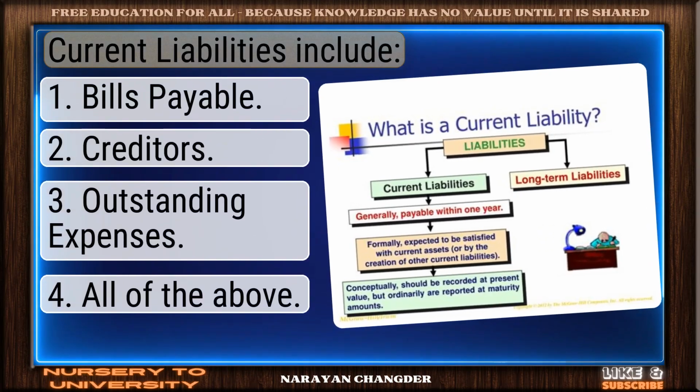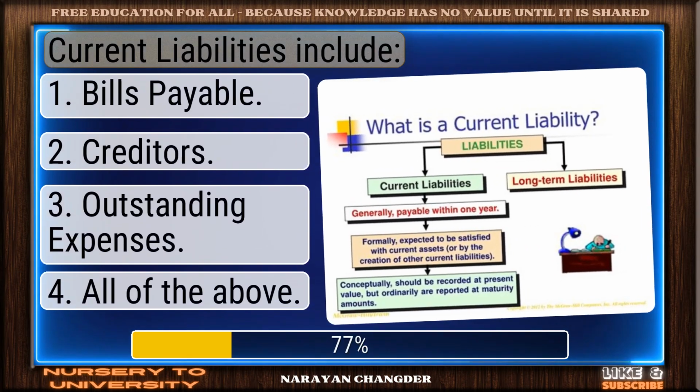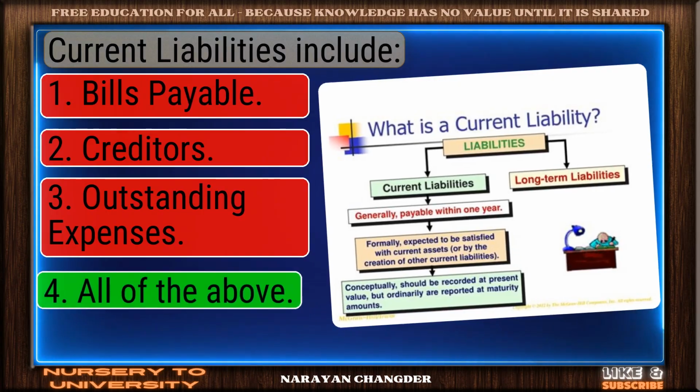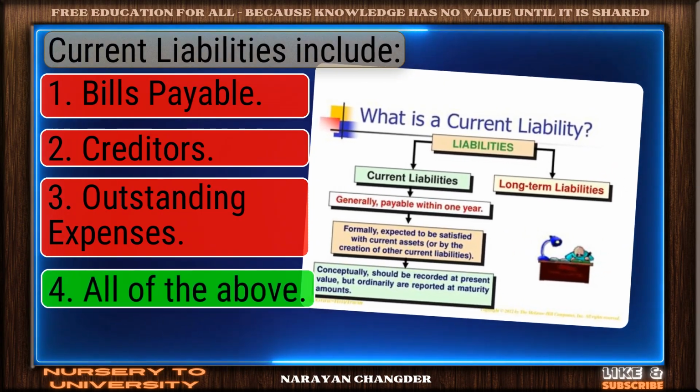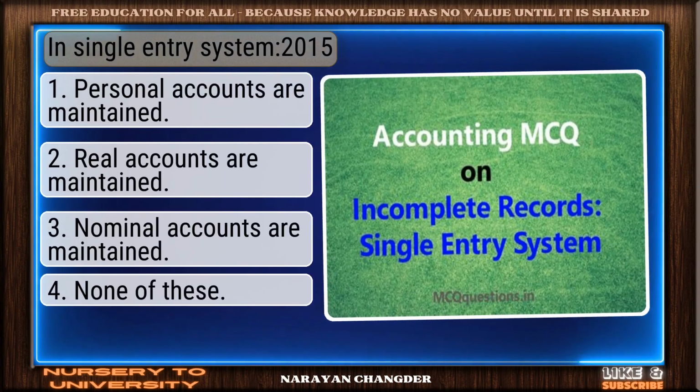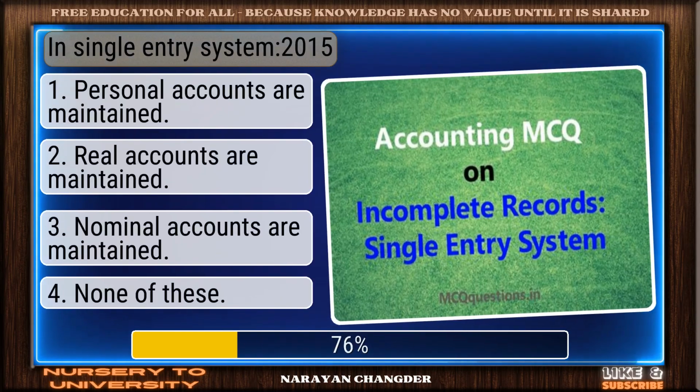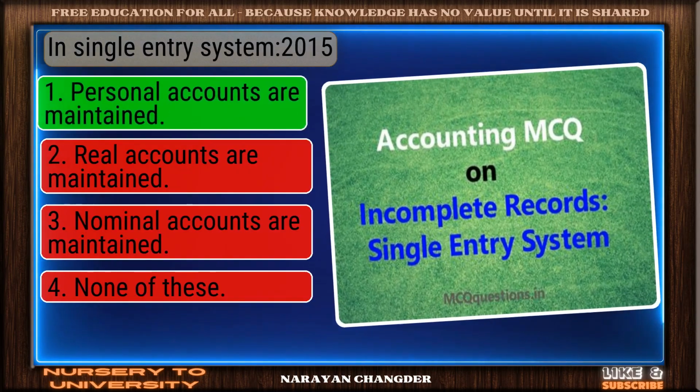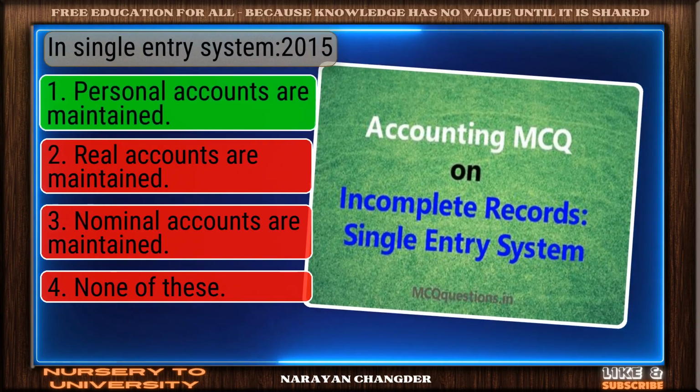Current liabilities include. Good thinking. All of the above is the right answer. In Single Entry System. Valid point. Personal accounts are maintained is true.